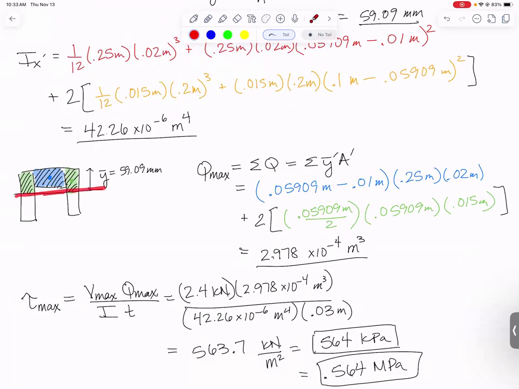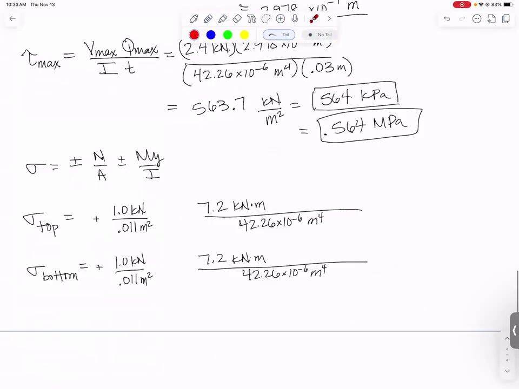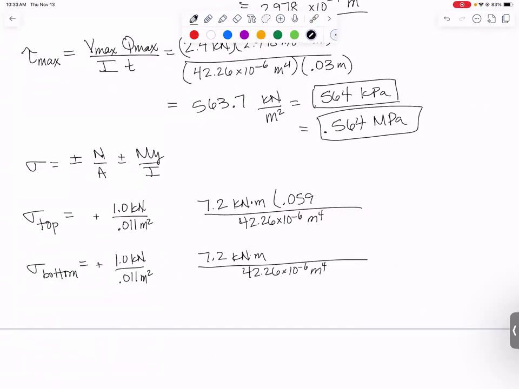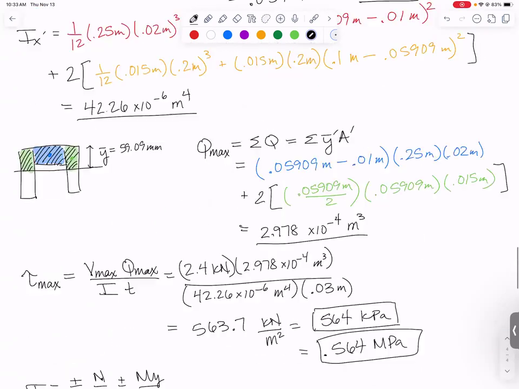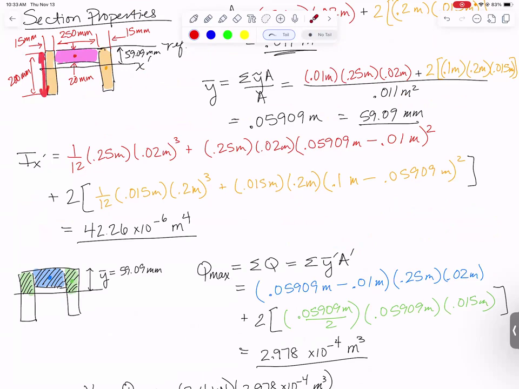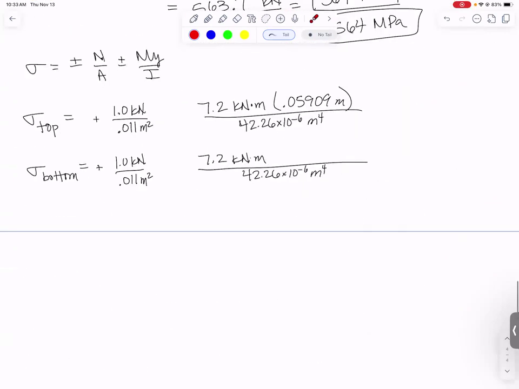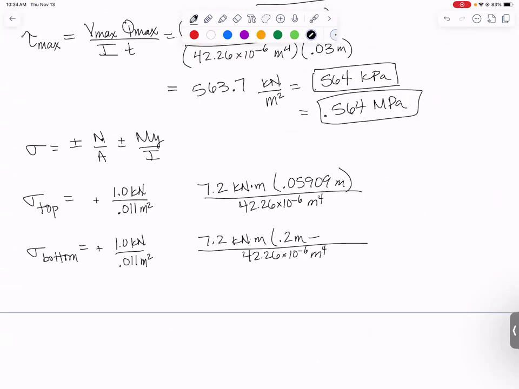The centroid is right here. The top is going to be 59.09 millimeters away. 0.05909 meters is how far you have to go from the centroid to get to the top of the beam. Now bottom, the whole height of the beam was 200 millimeters. So to get from the centroid to the bottom, it's going to have to be 200 minus 59.09. That's 0.2 meters minus 0.05909 meters.